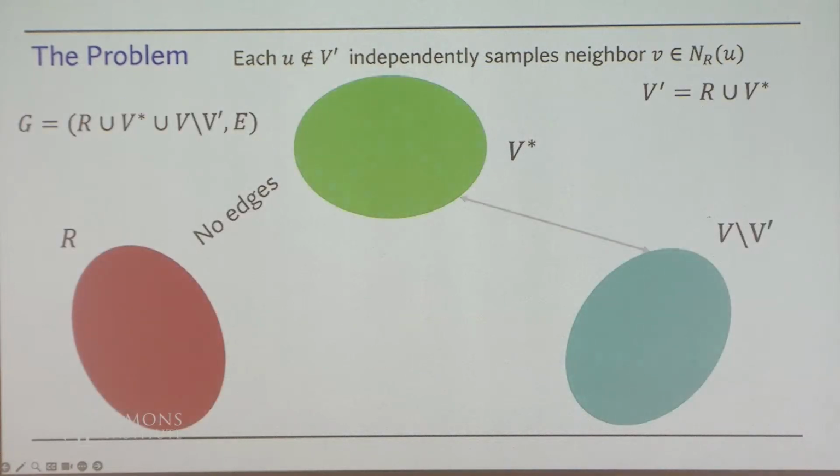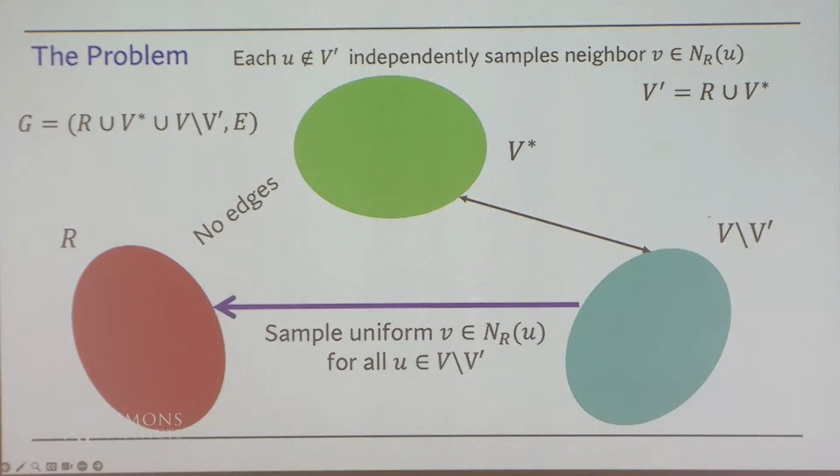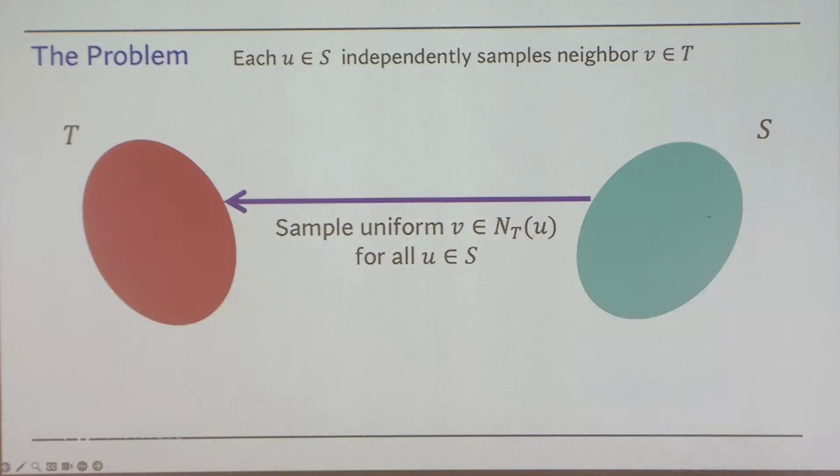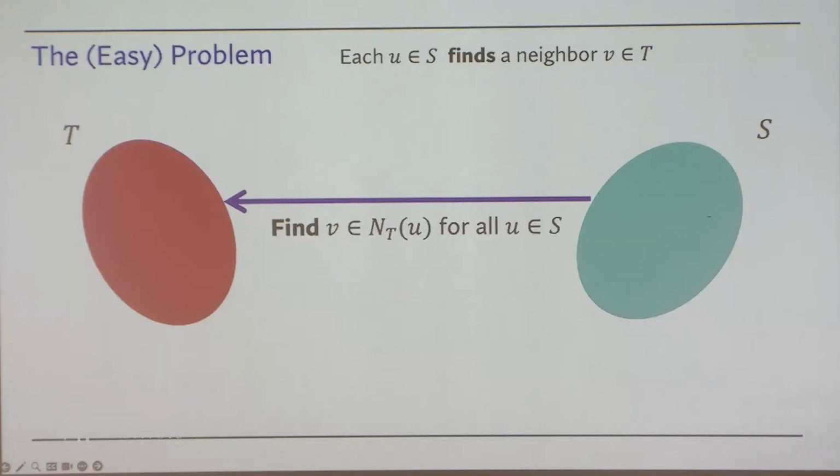So this is the problem. You have your red sample sets. You want to sample uniformly. Let's make it even more concrete over here. Two sets, S and T, let's say both of size n. And from S, you want to sample uniformly in T. Trivial is n log n. How can I make it n?